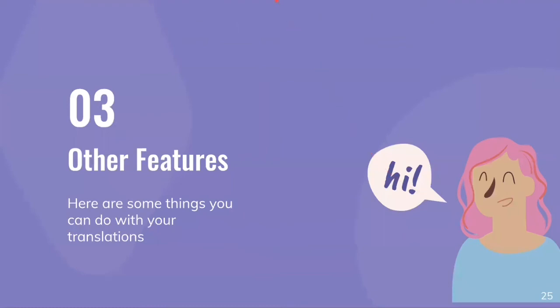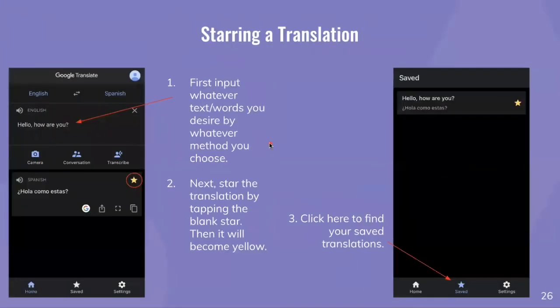Now we're going to learn about other features. Here are some things you can do with your translations. Starting a translation. First, input whatever text or words you desire by whatever method you choose. Next, start the translation by tapping the blank star, then it will become yellow. Then you could click here under the saved, which is a star icon on the bottom middle of your screen. And this is where your saved translations will show up.